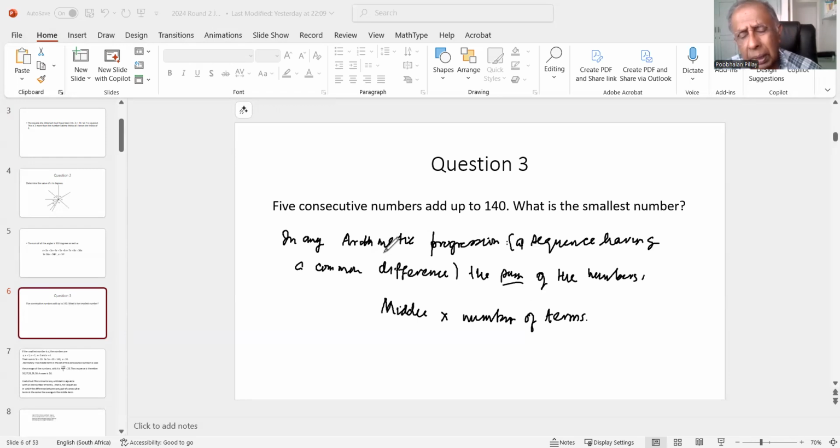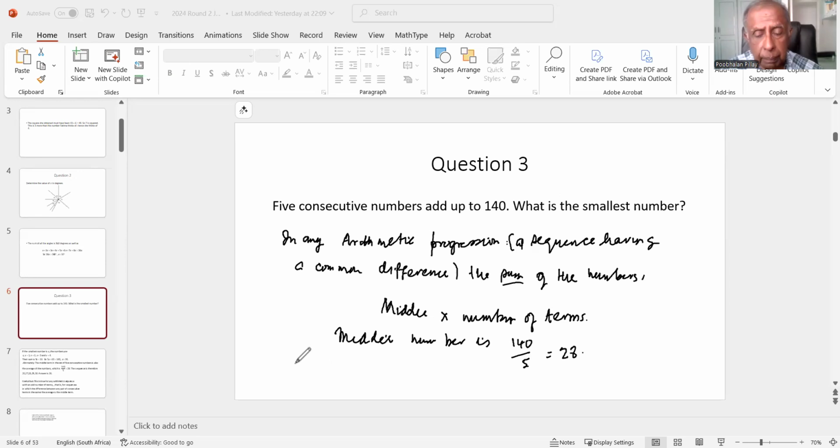You may not have a middle. You may have an even number of terms, so there's no middle. But then you can take the average of the two middles. All right? That will be the middle. Okay, so you've got 5 consecutive numbers. So the middle number in the problem is 140 divided by 5, which is 28. And they're consecutive numbers.